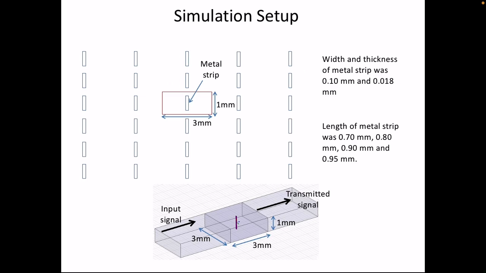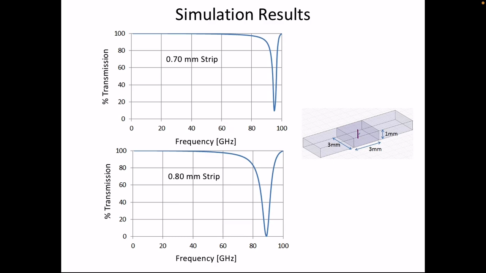For the simulation setup, the width of the metal strip was 0.1 millimeters, while the thickness was 0.018 millimeters. The different lengths of the metal strips that we used were 0.7, 0.8, 0.9, and 0.95 millimeters. And so these were the different simulation results that we got. I'll give you a minute to view them.